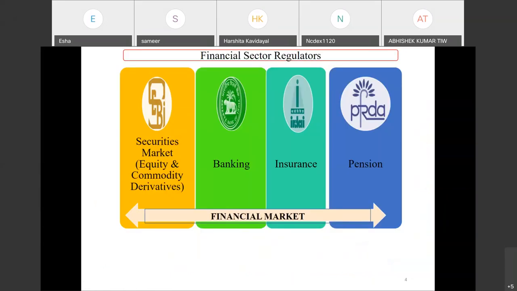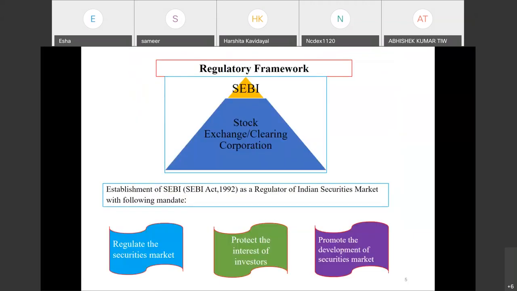Then in the financial sector, the regulator SEBI is regulating the equity as well as commodity derivatives market. The banking sector is regulated by RBI. The insurance sector is regulated by the Insurance Regulatory and Development Authority. The pension fund is regulated by the Pension Fund Regulatory and Development Authority. SEBI started regulating the commodity derivatives market with the merger of FMC and SEBI on 29 September 2015. Here we have a regulatory framework: SEBI and stock exchanges as well as clearing corporation.